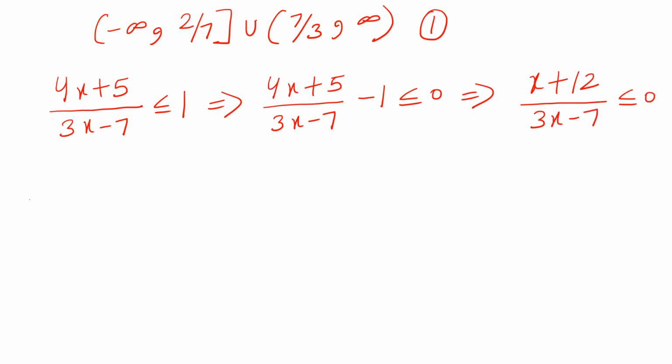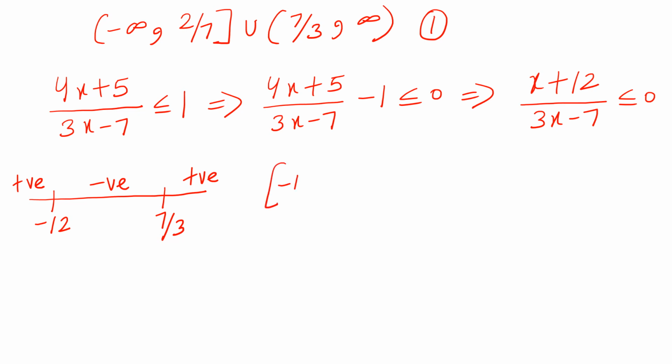Now students, again apply the wavy curve method. Now this time we get two values of x. One is x equal to minus 12 and another is x equal to 7 upon 3. Now here it is positive, here it is negative, and here again positive. Now the solution of this inequality becomes closed minus 12 to open 7 upon 3. I am calling this interval as the second interval.